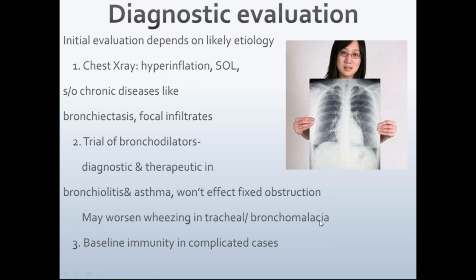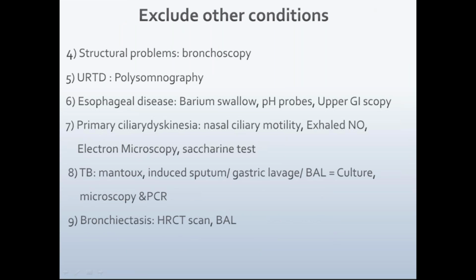Baseline immunity in complicated cases, when you suspect immunodeficiencies, you can get the baseline immunity profile. Structural problems like upper airway obstruction, go with a rigid bronchoscopy. Any esophageal diseases like GERD, go with your barium swallow, pH probes, and upper endoscopy. Primary ciliary dyskinesias are very rare, and these are very high-end investigations.